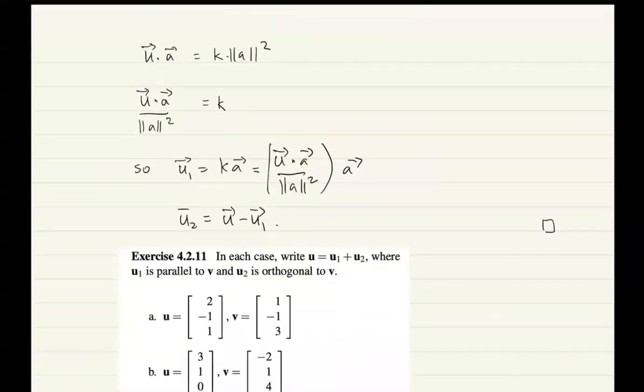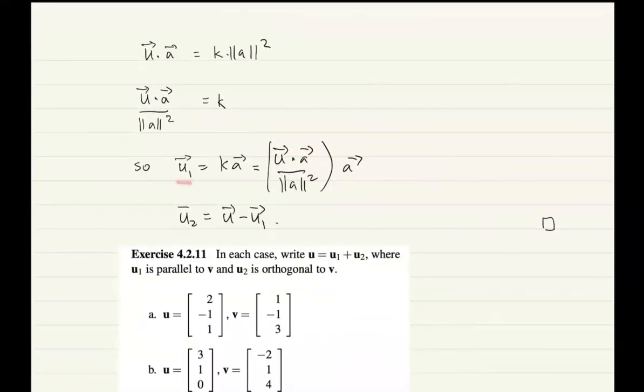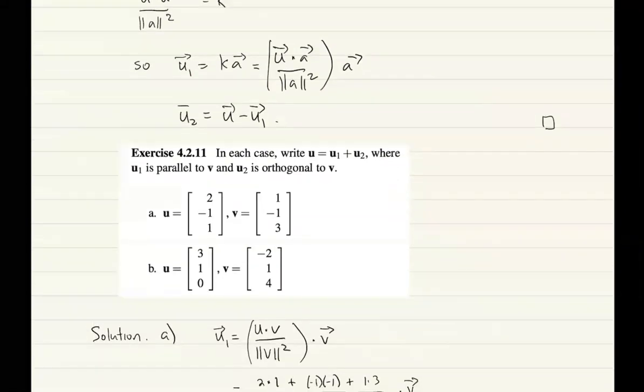And so our final answer is that u1 is, recall that was k times a, and now we finally figured out what k is. It's this thing. And so again, this is a number, and then multiply that number or scalar by this vector a, and that will give you u1. Finally, u2 is u minus u1, where here's the formula for u1. So that was maybe a bit abstract with lots of letters floating around. Let's do something with numbers.